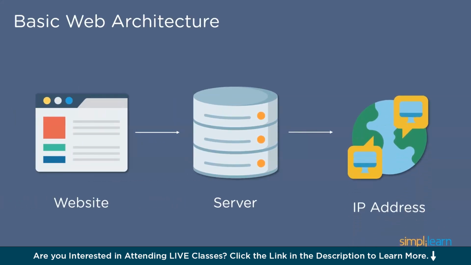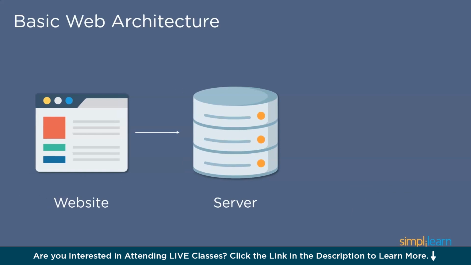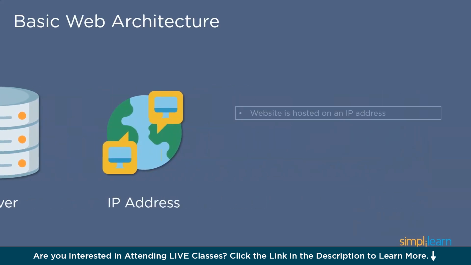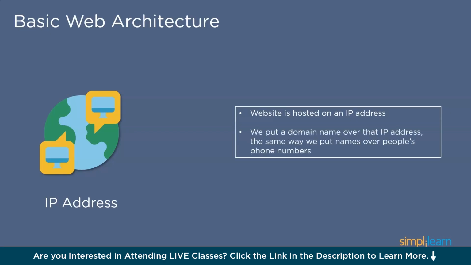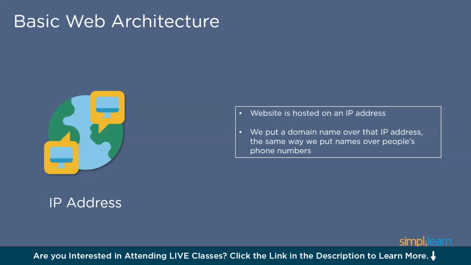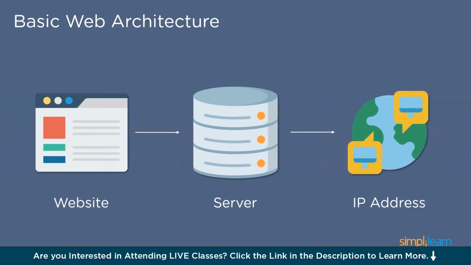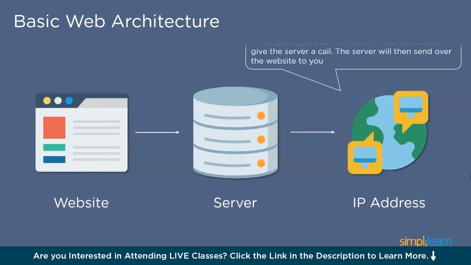Lastly, there's IP address, which is the third element of the web architecture. Now, website is hosted on an IP address. We put a domain name over that IP address the same way we put names over people's phone numbers. When you type a domain name in the browser, it will give you the server call. The server will then send over the website to you.